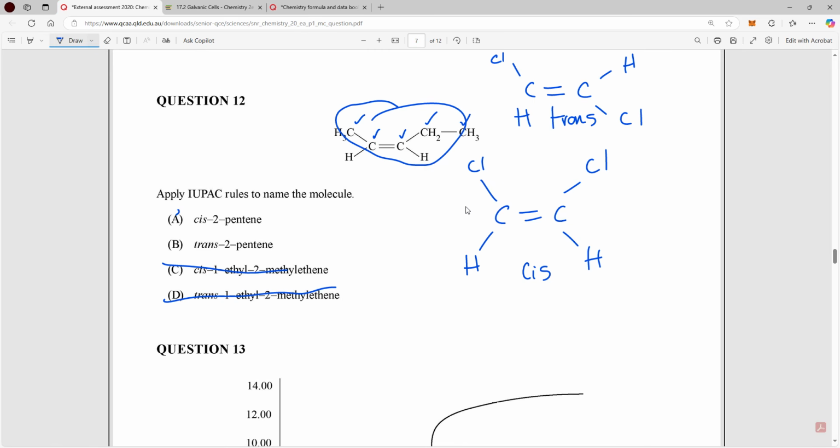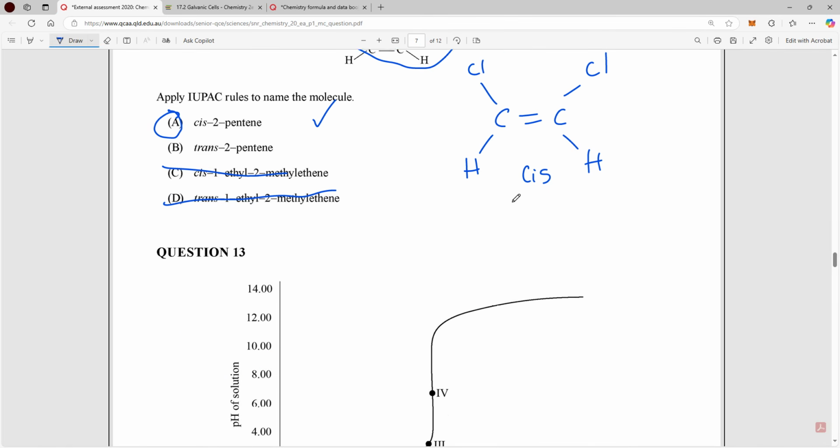So the correct answer is going to be cis, okay? Cis-2-pentene, okay? And the reason why it's 2 is because 1, 2, 3, 1, 2. So I'd assume that's the number where you're counting from. Okay. So the correct answer here is A. Okay. And that's the difference between cis and trans in chemistry.